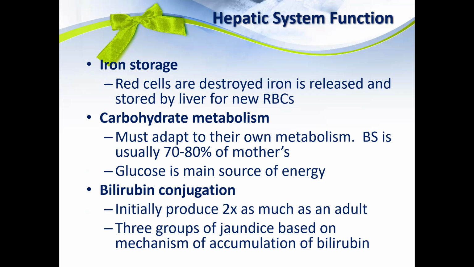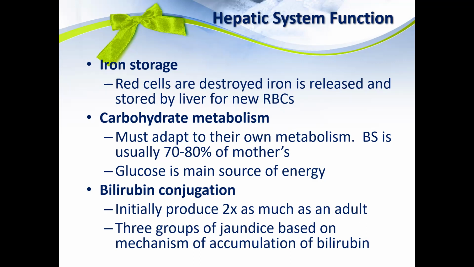So iron storage: red blood cells are destroyed and iron is released and stored by the liver for the new red blood cells. With the need for fewer red blood cells, the heme and the hemoglobin is sometimes converted to bilirubin. So this is what sometimes leads them to developing jaundice. All right, now if the bilirubin's unconjugated, it's fat soluble. So then it's processed into conjugated or direct bilirubin, which is water soluble and then is excreted by the feces and the kidneys. If the liver can't break it down and excrete it, then the baby can develop jaundice.